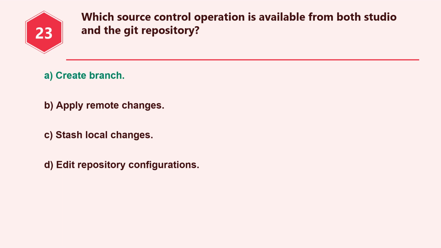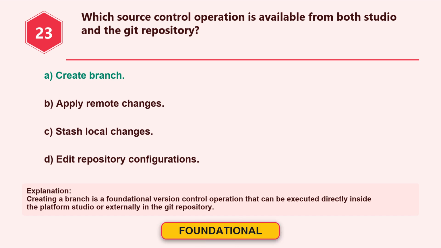The correct answer is option A. Create branch. Creating a branch is a foundational version control operation that can be executed directly inside the Platform Studio or externally in the Git repository.